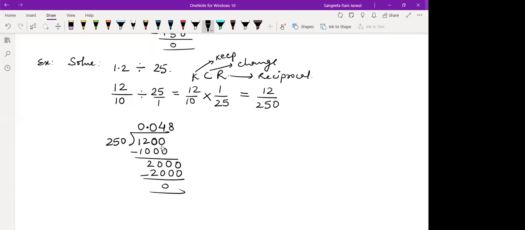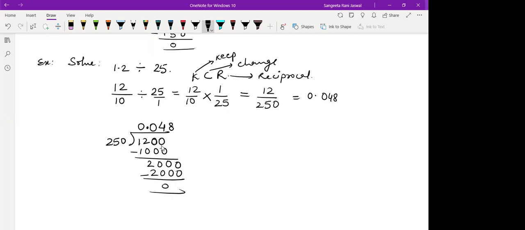See, we started with the decimal. We did not start with this 0. I had just written 0 first. When 12 was not divisible by 250, we put a decimal point and added 0 here. Then 120 was again not divisible by 250, so we took one more 0 and put another 0 here. Then it got started, right? So it was 0.048, and I just wrote 0 here. So this is your answer, 0.048.